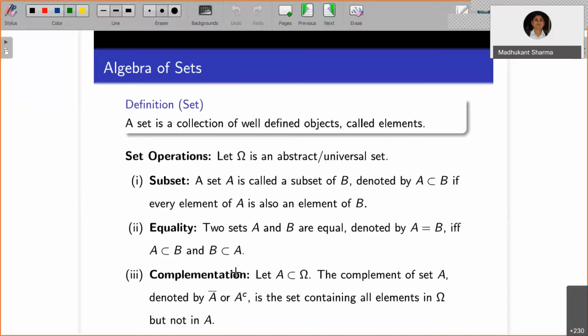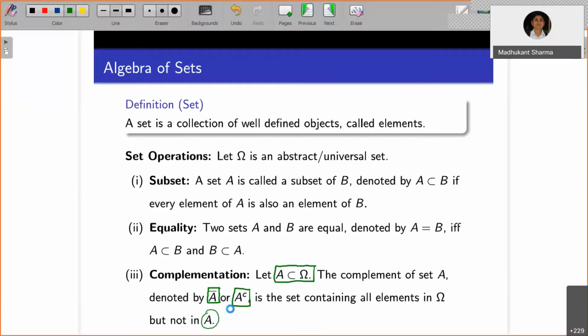Complementation means the complement, that is, outside of the set. Let A be a subset of the universal set. Then the complement of set A is nothing but the set of all elements which are part of the universal set but not inside the given set A. The complement of set A, which we sometimes denote by A bar, or A with a superscript C, A^C, is the set containing all elements from the universal set but not from the given set A. Then we say that it's a complement.